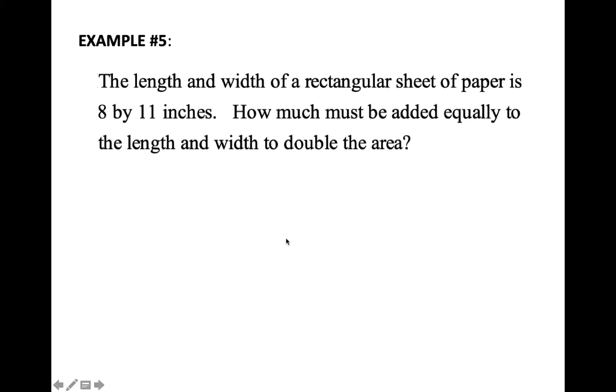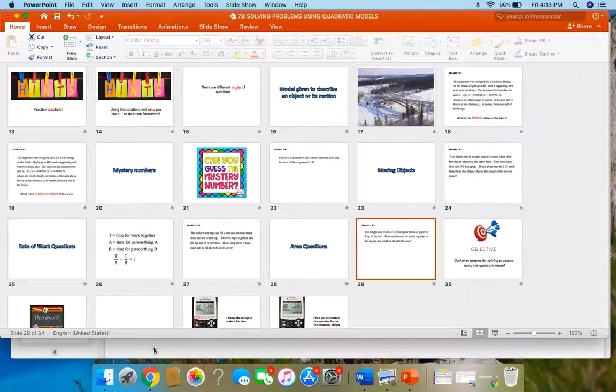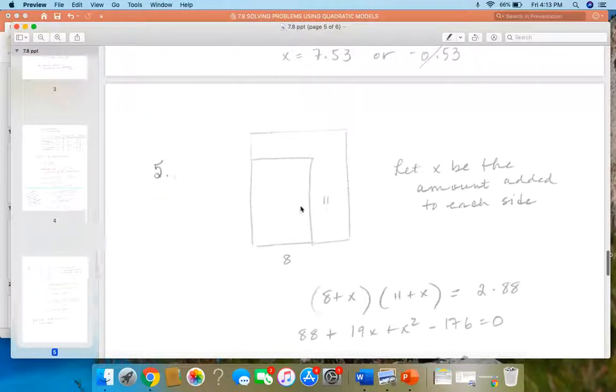This one is really dependent on a good diagram. So let me go back and see what I have here. So I have a piece of paper 8 by 11 whose area is 88. And I'm going to add a little section on the length of it and a section on the width of it. Both of those are going to be X. So let X be the amount added to each side. So then the area of my new one will be 8 plus X along the width, and then the length will be 11 plus X, and it's supposed to equal twice the original, so 2 times 88.